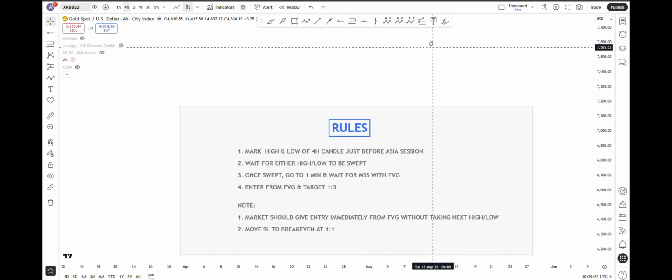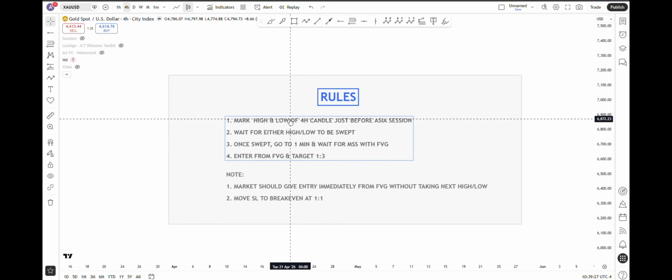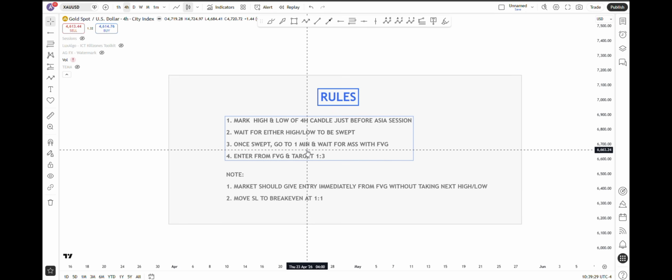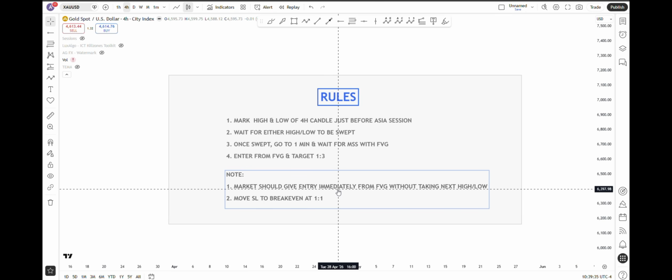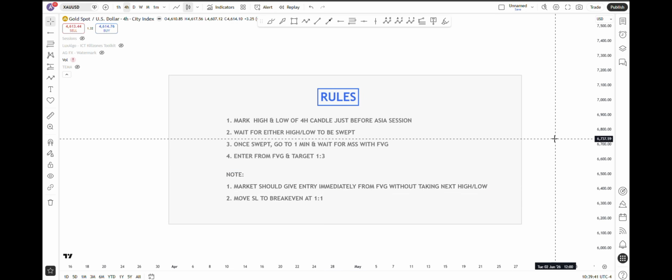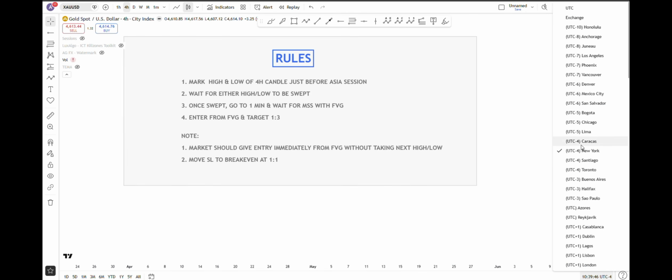Now let's talk about the strategy. So the strategy is very simple. There are only 4 steps that you need to follow, and after that there are 2 small but very important steps that you need to follow while making your entry. So if you follow all the steps, in that case I can guarantee you that you are going to make some good profits.